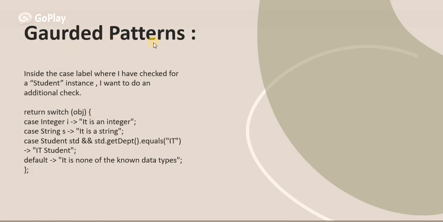What are guarded patterns? It's similar to pattern matching, but the difference is that we can use multiple conditions over here. For example, if it is a student object and the department of the student is IT, then it returns IT student, something like this, but the rest is the same.